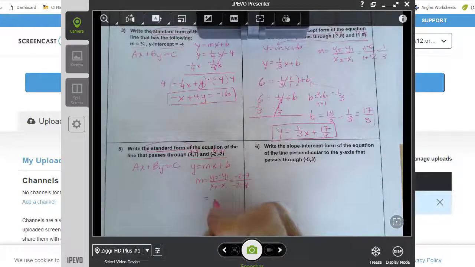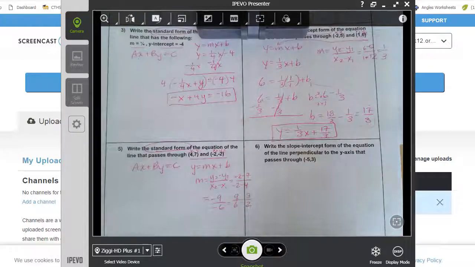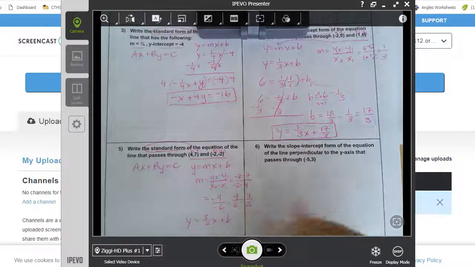So -2 minus 7 is -9. -2 minus 4 is -6. I've got 9/6 or 3/2. There's my m value. So I'm going to use that. Y equals 3/2 x plus b.